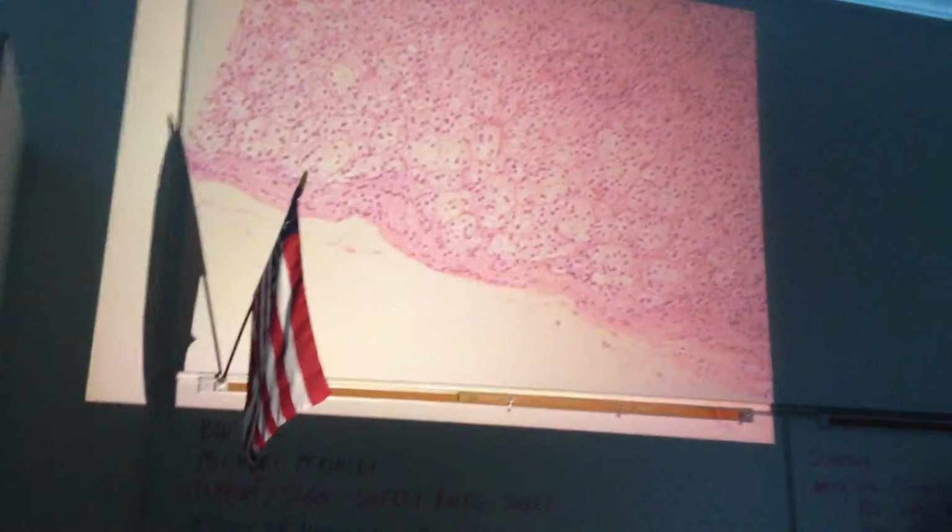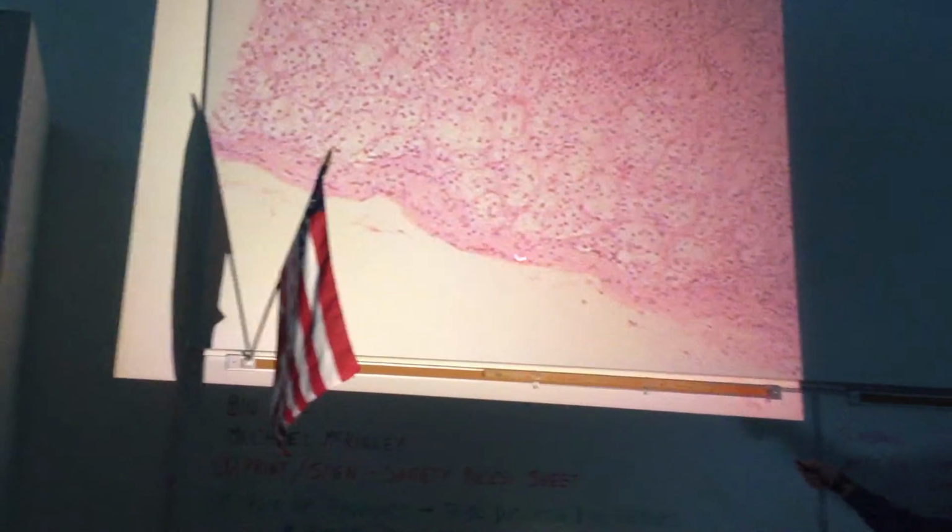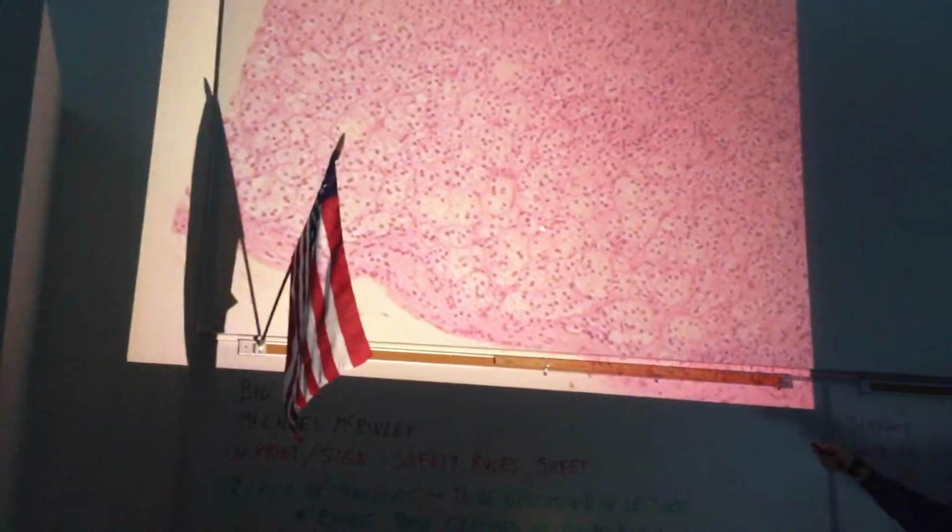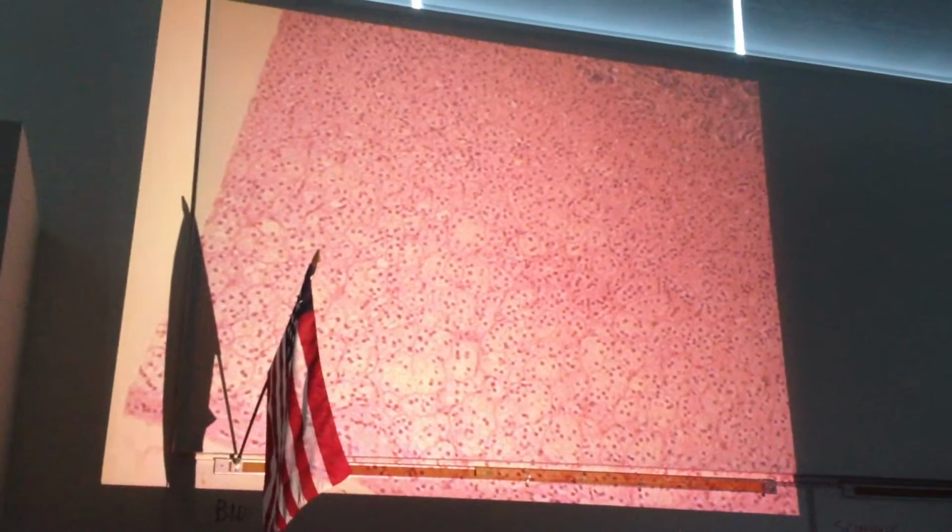So if I go to a little higher power, there's the capsule on the outside. And then we have cortex, light-staining cells because they make a hormone that is based in lipid. And when you do the preparation for staining, all the lipid is removed. So there's nothing inside of the cytoplasm of the cell, and then we come up here, and this is medulla.